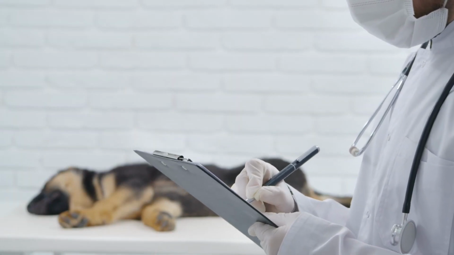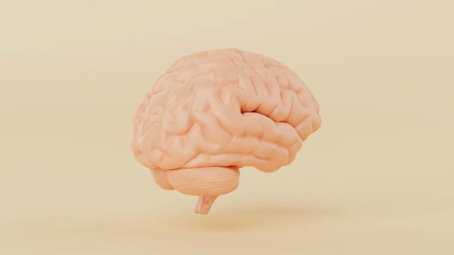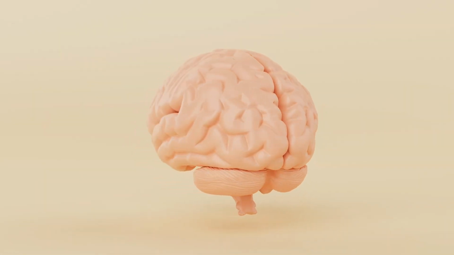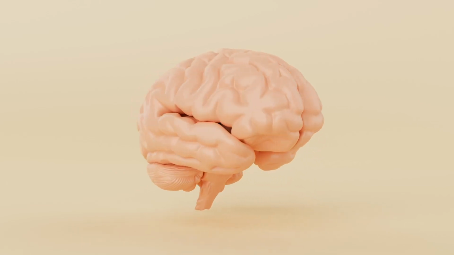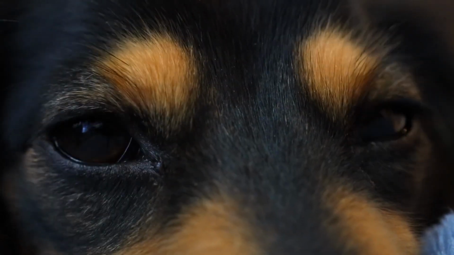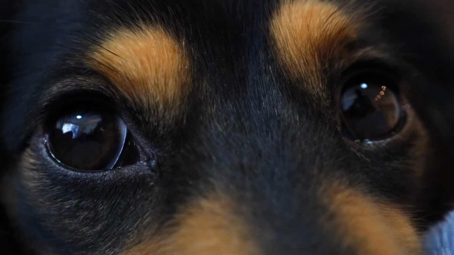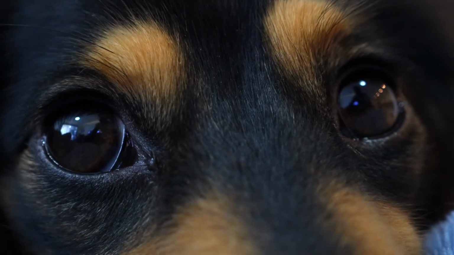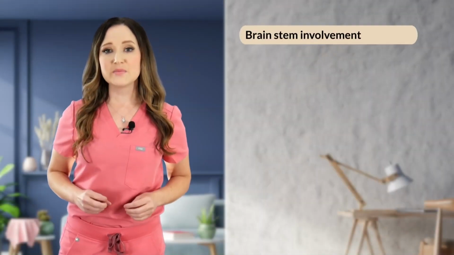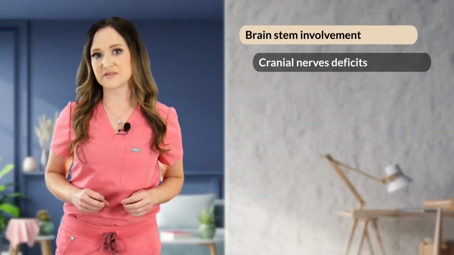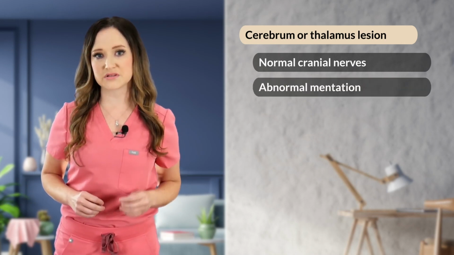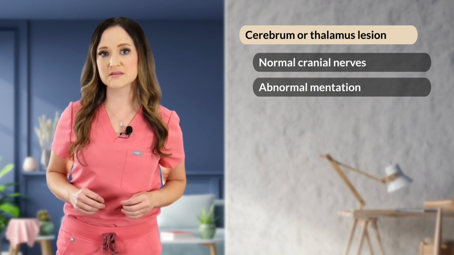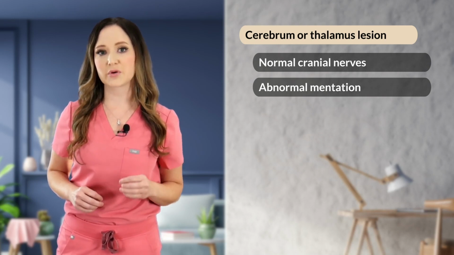Mentation can help us localize where lesions are. The brainstem contains the reticular activating system, which projects to the cerebrum, so a normal mentation requires a normal cerebrum and brainstem. Based on this, we can safely say the opposite of normal mentation implies either the cerebrum or brainstem is malfunctioning or not translating signals properly. Brainstem involvement usually equals cranial nerve deficits and mentation deficits. If no cranial nerve dysfunction is present, abnormal mentation is more likely the result of a lesion in the cerebrum or thalamus, located rostrally to the brainstem cranial nerve nuclei.